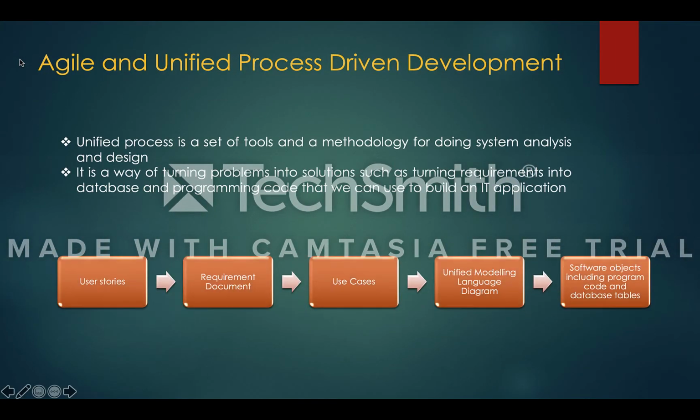Next, we have the agile and unified processes, which is a very important process, and this is used in the IT world nowadays. So this is one of the most popular methods. In this, we have the user stories, requirement documentation, use cases, unified modeling language diagrams, software objects, and the code and the data tables.